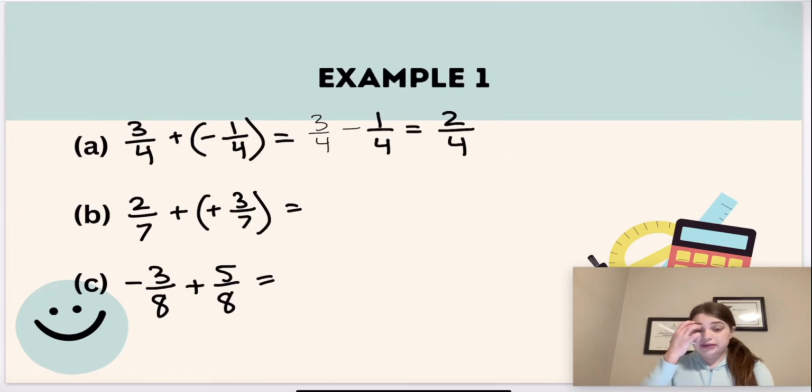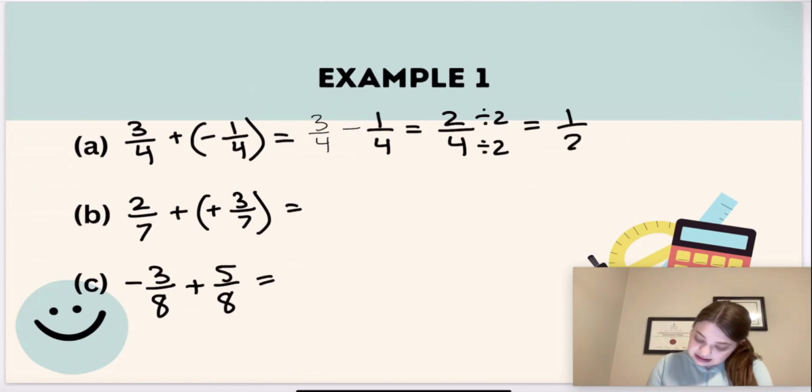Also recall that we can reduce a fraction whenever the greatest common factor of the numerator and the denominator is something other than 1. In this case, the greatest common factor is 2, so we can divide both by 2 to get that 2/4 is the same as 1/2. So therefore, 3/4 plus -1/4 is equal to positive 1/2. All right, let's do the second one.